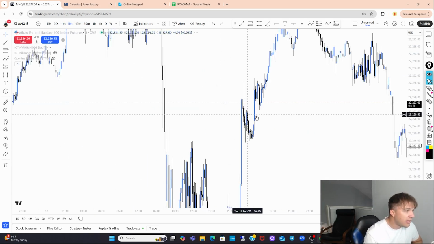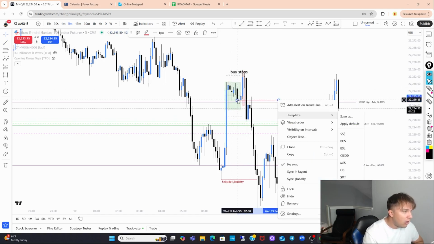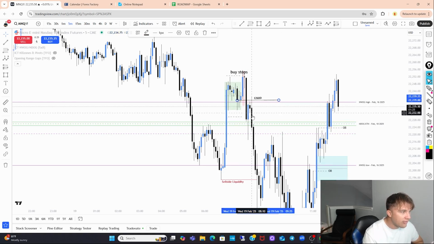We go to the 5-minute. Here you can see that bullish order block, these down close candles. We then take out the high to then displace below that order block. Below that low of that order block is our change in state of delivery.